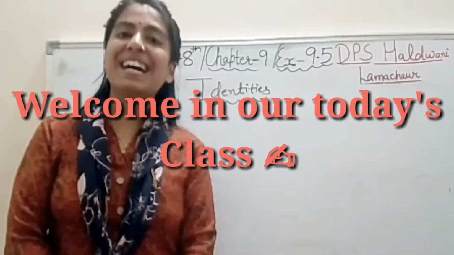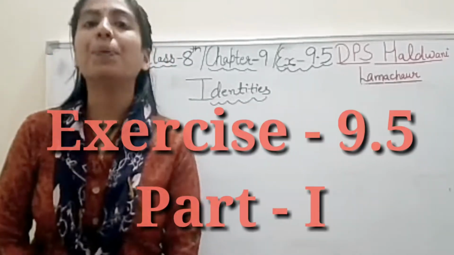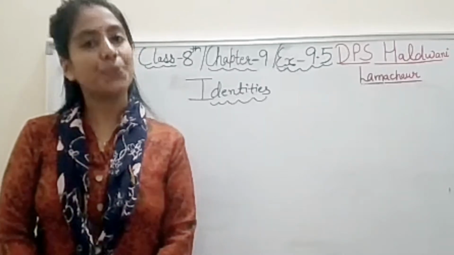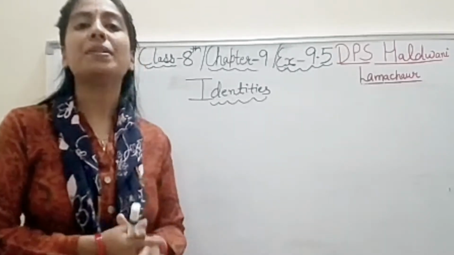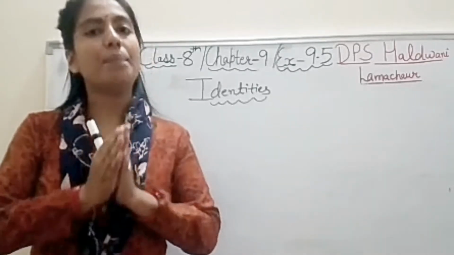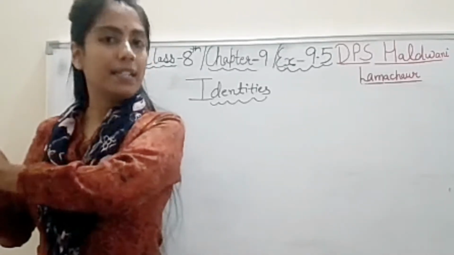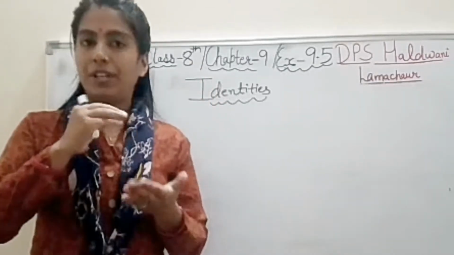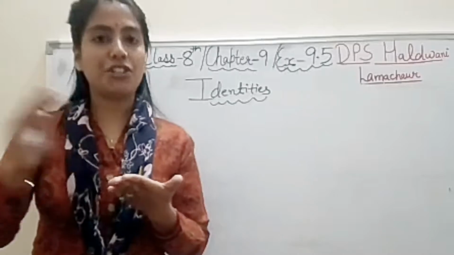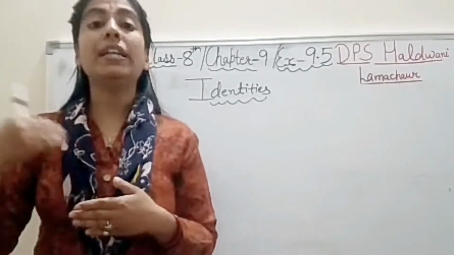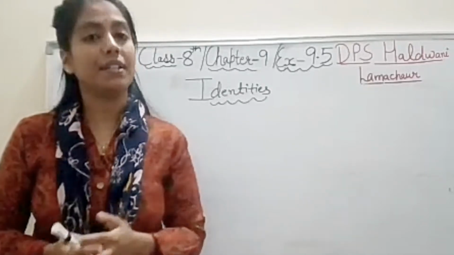Students, in today's class we are doing exercise 9.5, and in this exercise the questions will be based on identities. Because in this chapter, algebraic expressions and identities, we have done one part of algebraic expressions: addition, subtraction, and multiplication. Now coming to our next topic, that is identities.